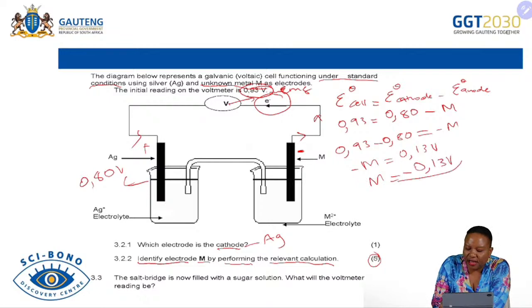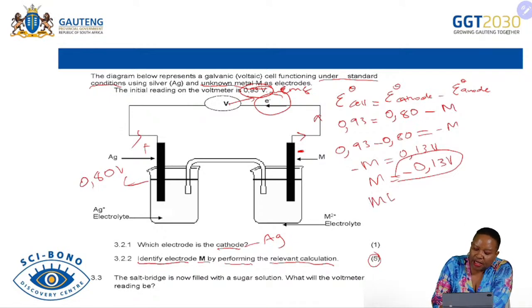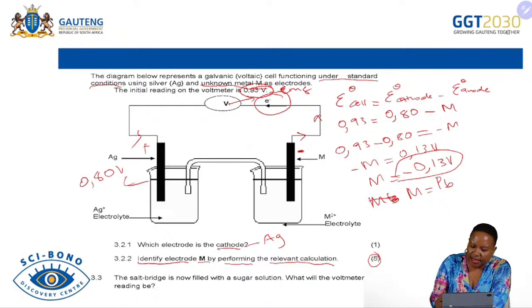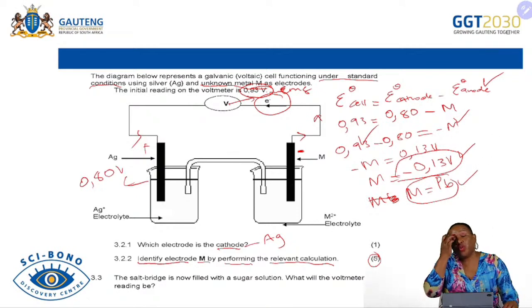After finding this cell potential, you can go back to your table and check what was represented by M. And you will find that M is Pb, lead. When you go back to the table, you'll see that M definitely is lead after the calculation. So the 4 marks is for the calculation, and 1 mark is for you to say this was represented by M.